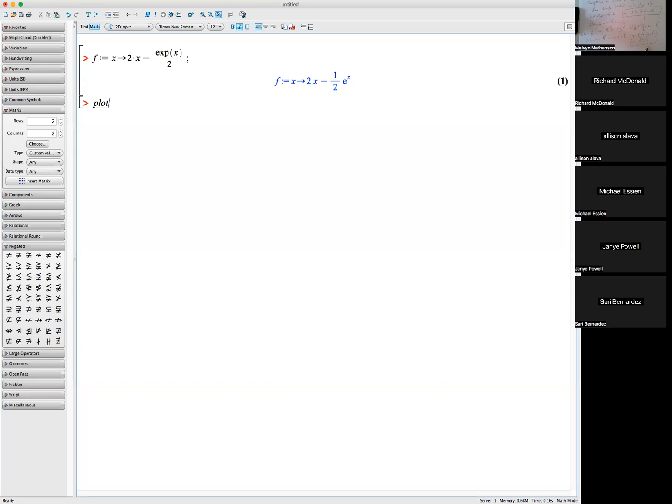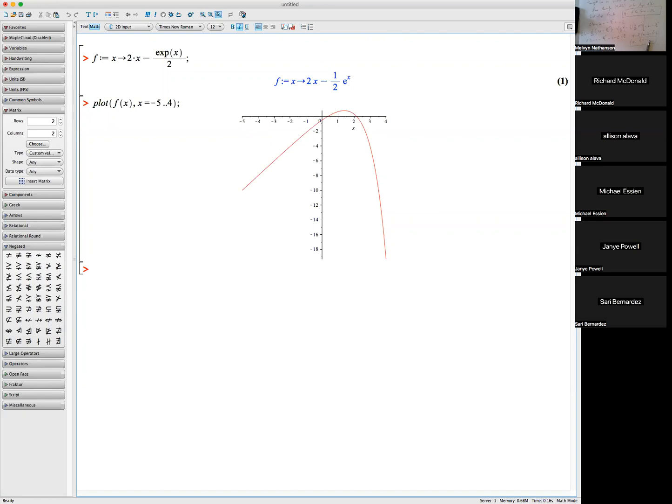And if I want to plot f of x, that's what the function looks like. Let me just plot it maybe from -5 to 5. That's a little better. And maybe just -5 to 4. Yeah, okay. So that's the graph of the function, but I want the tangent line.